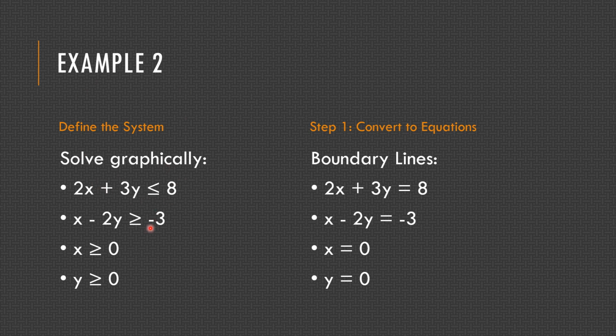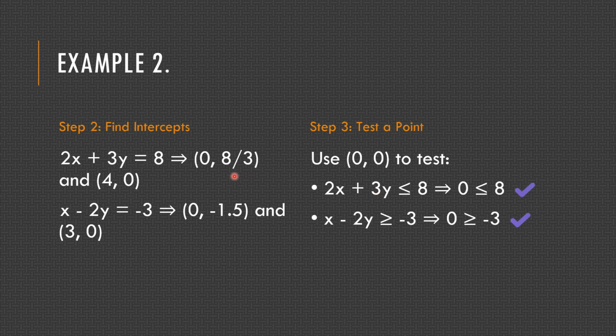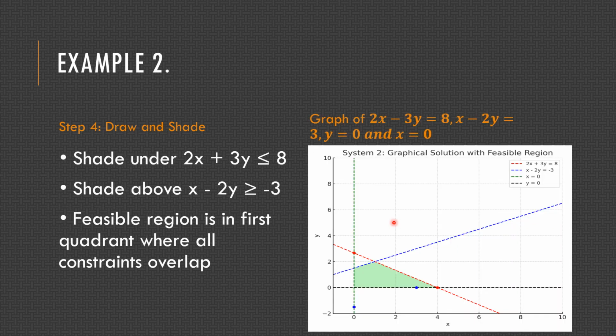So let's look at example 2. The same process: turn them to equations, then plot the graph respectively. After that, we are going to take points to see if they satisfy the inequality. So for this one, (0, 0) satisfies both inequalities, which means that after plotting the graph, all of them are going to be on this particular space.